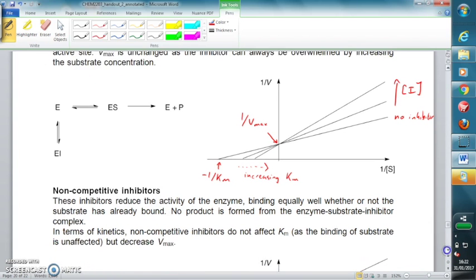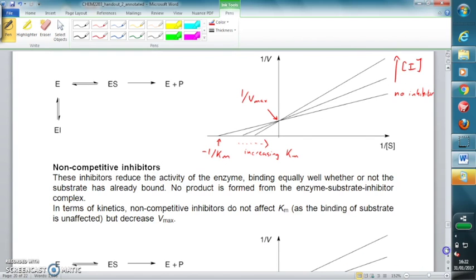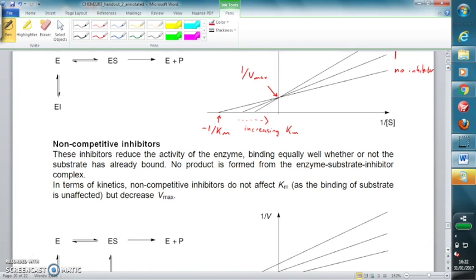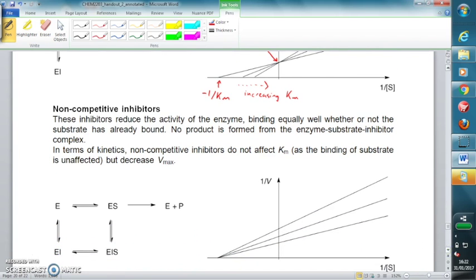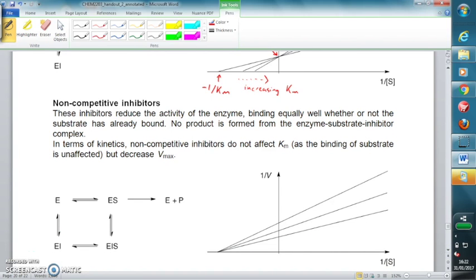Now, a different way of inhibiting an enzyme is with a non-competitive inhibitor. So these inhibitors can bind to the enzyme whether or not the substrate's already bound. So starting here, the enzyme can bind the inhibitor or it can bind the substrate. But once it's bound the inhibitor, it can then bind substrate. Once it's bound the substrate, it can then bind inhibitor. But the key is that this enzyme-inhibitor-substrate complex won't lead to product. So we've got to go through here.